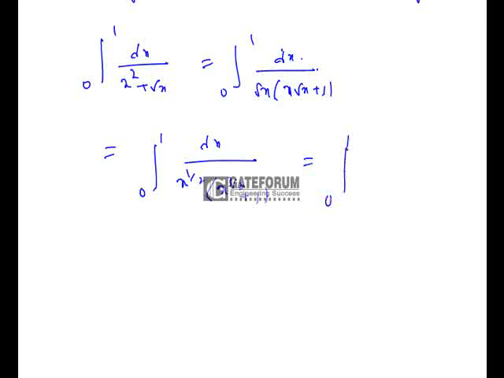dx by x power 1 by 2 into (x power 3 by 2 plus 1). This can be written as the integral from 0 to 1 of x power minus 1 by 2 by (x power 3 by 2 plus 1) into dx. Now clearly if we integrate this, it will be a constant value, let us suppose some k. You can substitute x power 1 by 2 as some t and evaluate the answer. So it will be a finite value, that is a constant. So it converges, option A.